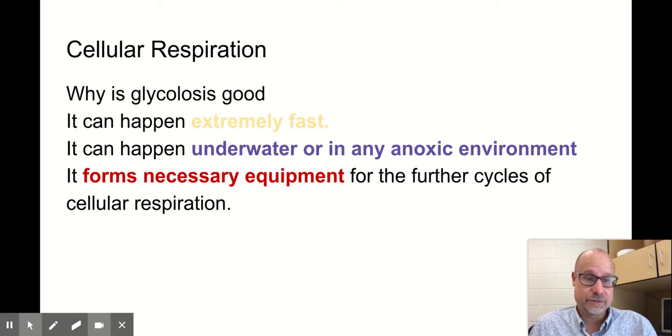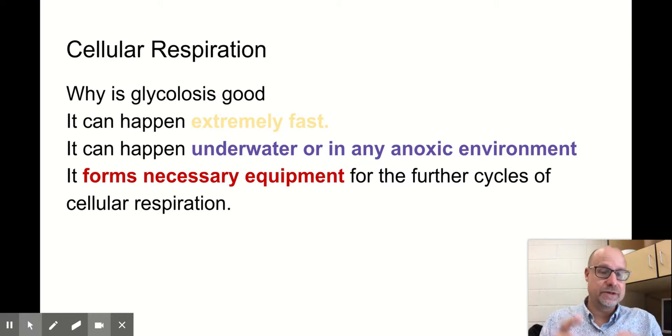Now, glycolysis is important because it does a couple of things. First of all, glycolysis is using glucose that's laying around inside your cell, which means it can happen right away. It just zips very quickly. It can very quickly create energy that's necessary.